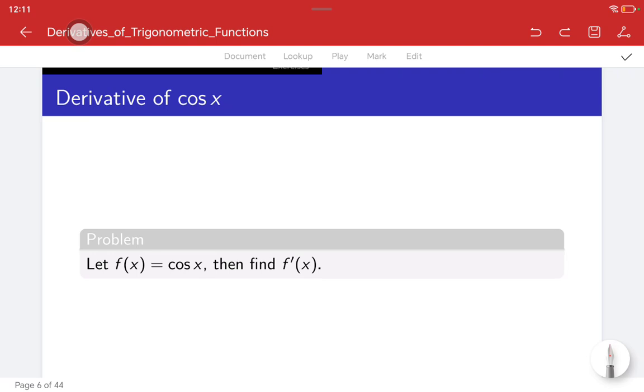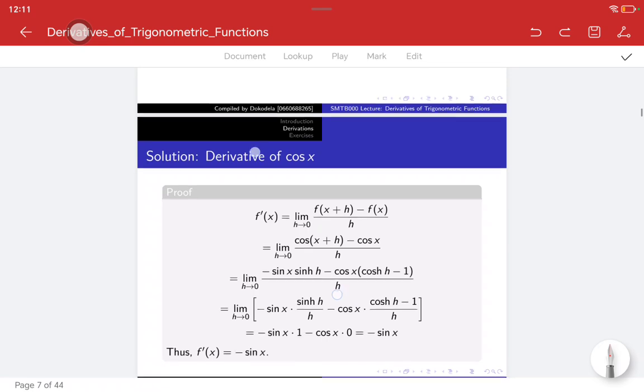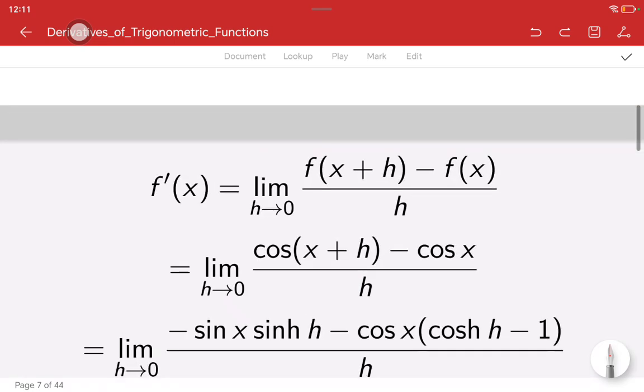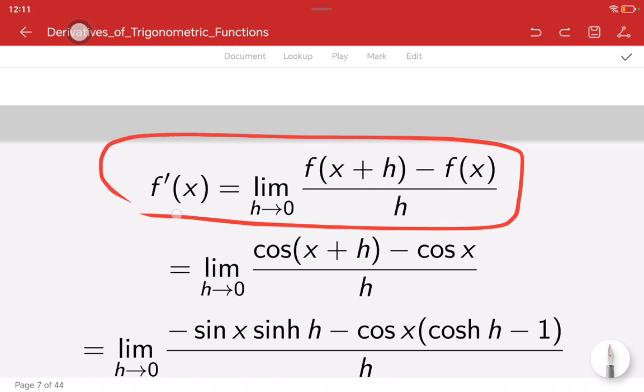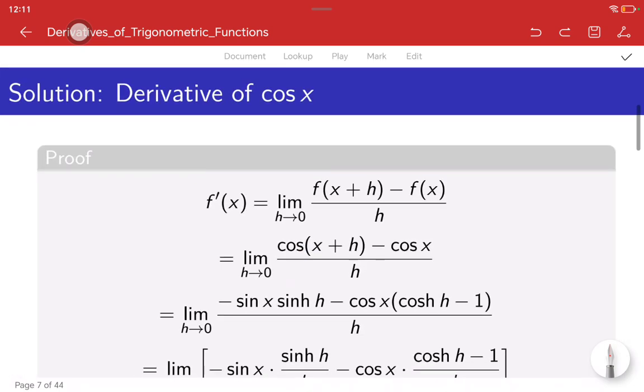For us to find this f prime of x, we must use first principle, right? So I said that now we are only using first principle. So first we state first principle, which we write this. And then we know that wherever we see x, we're going to substitute x plus h here. That's why here we have cos of x plus h, and then minus cos of x.